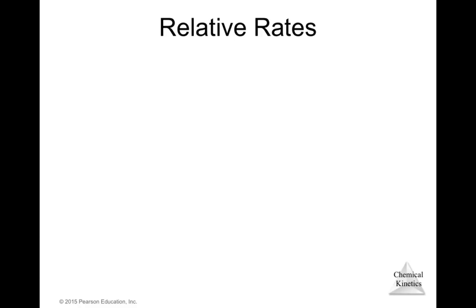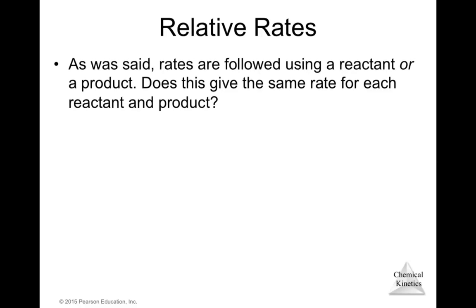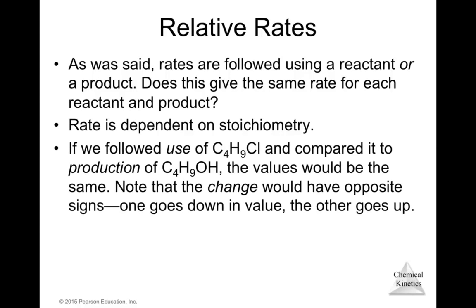Let's talk about the relative rates. As was said, rates are followed using a reactant or a product. Does this give the same rate for each reactant and product? The rate is dependent on stoichiometry. If we follow use of C4H9Cl and compare it to the production of C4H9OH, the values would be the same. Now, note that the change would have opposite signs. One goes down in value while the other goes up.